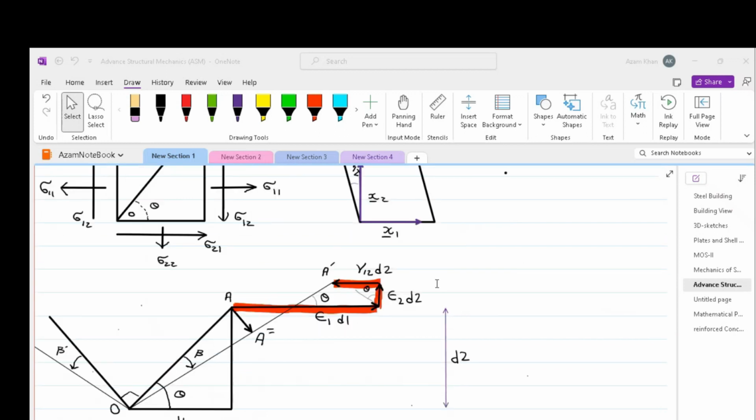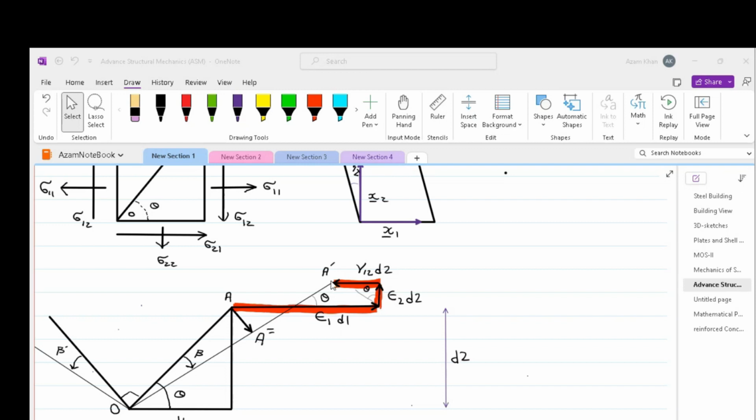Please note that this movement of A is highly exaggerated to show how the vector sum may be resolved into two components, that is, one parallel and another one perpendicular to OA. The parallel component A double dash A dash represents the increase in length of OA, whereas the perpendicular component AA double dash causes the change beta in the angular position of OA.